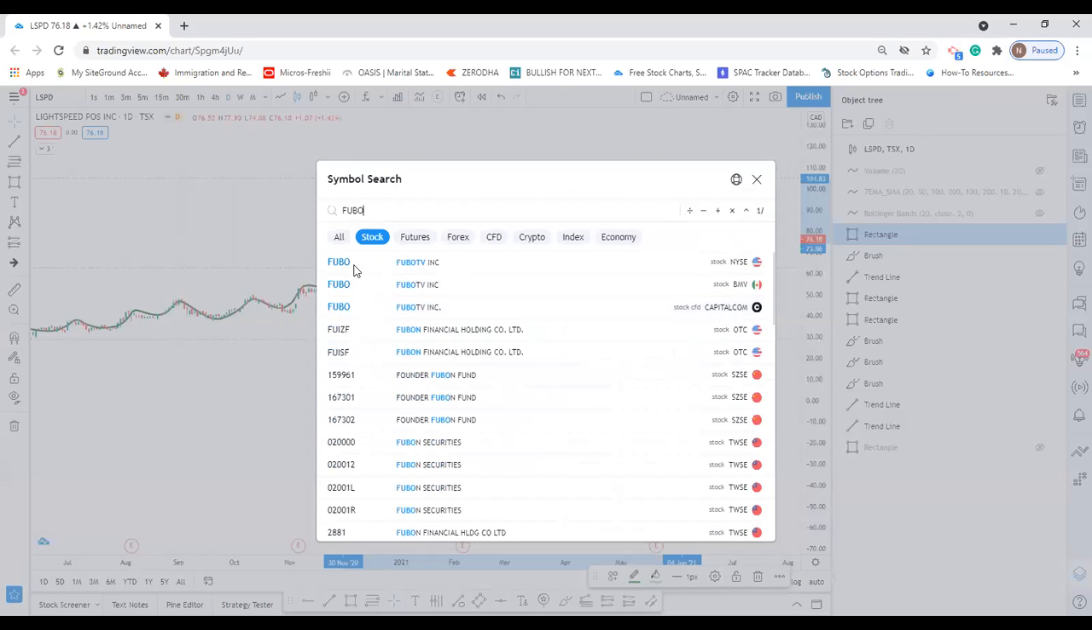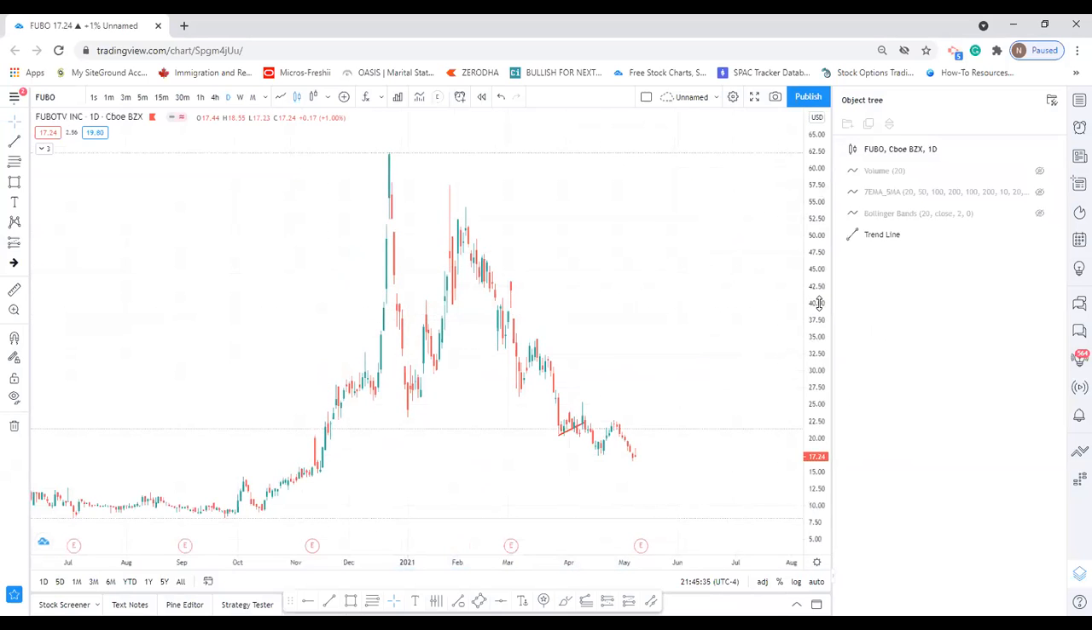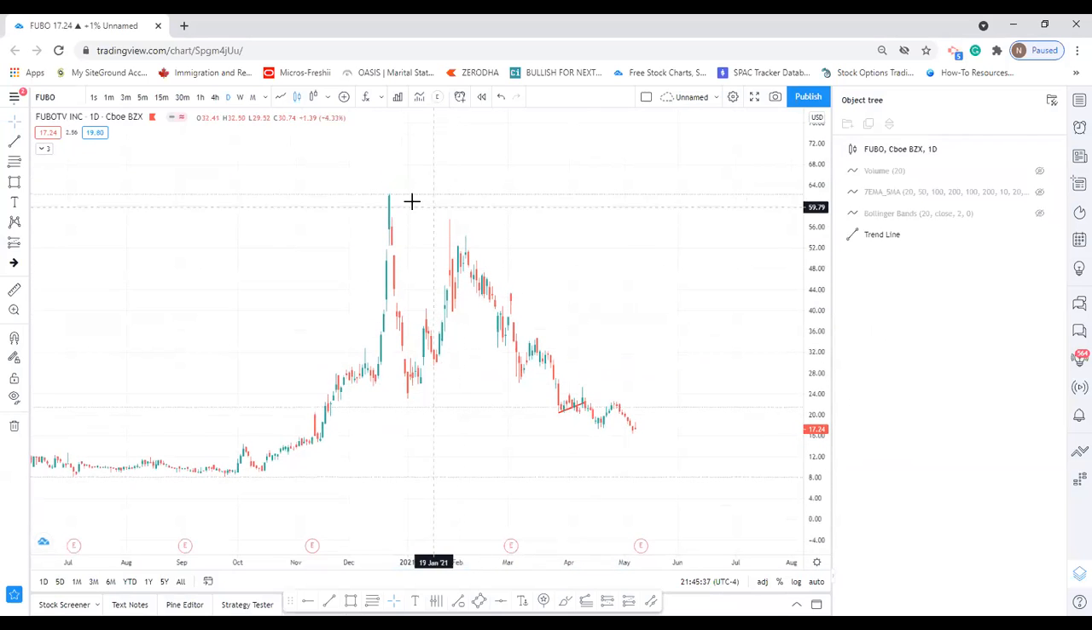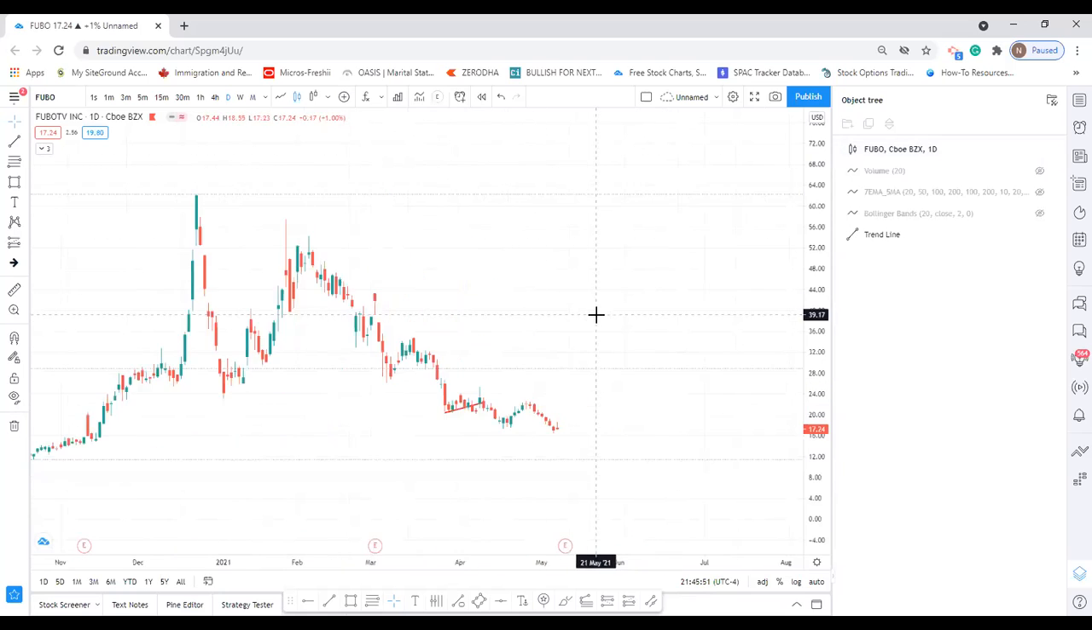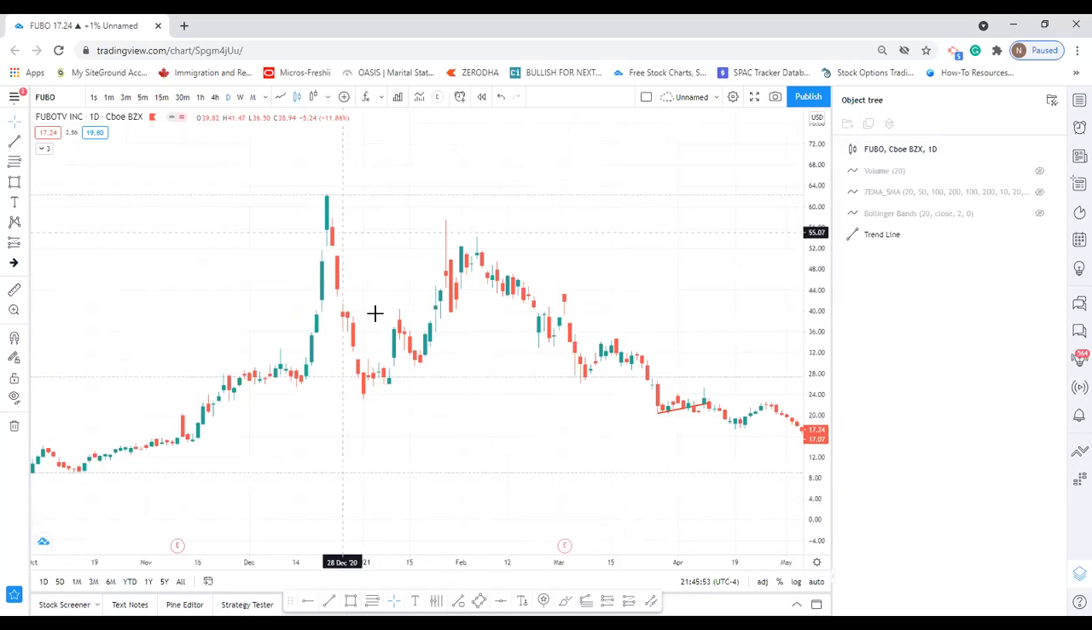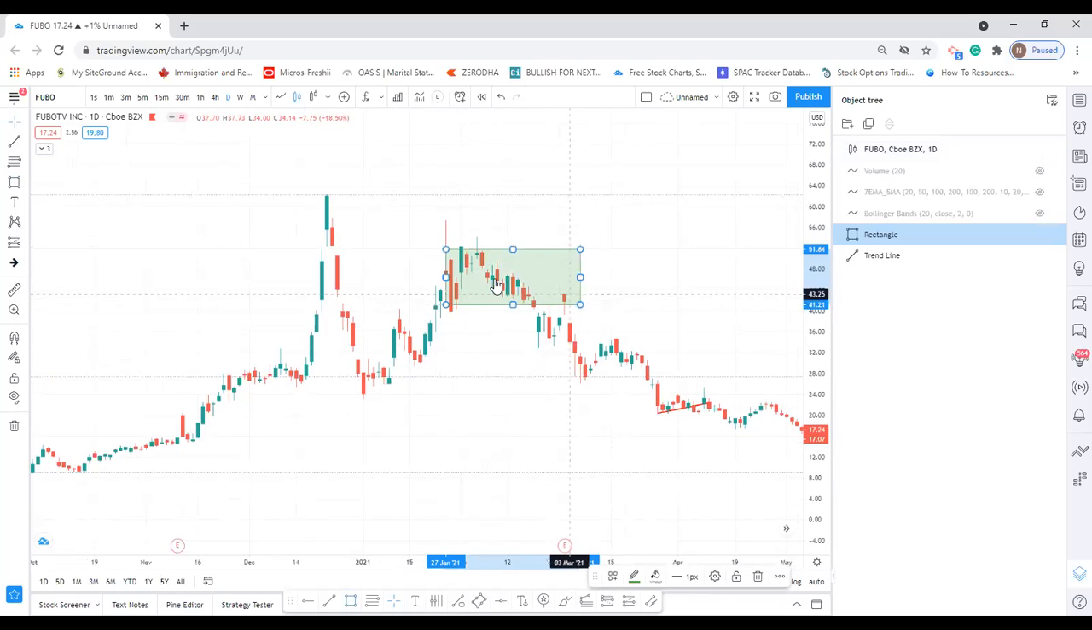Fubo. See here, it went from $8 in September all the way to $61, and now it is hovering around $16-17. So just like a 100% return after 6 months, right? Why? People offloaded their positions, somewhere around here. Those areas, people did offload.